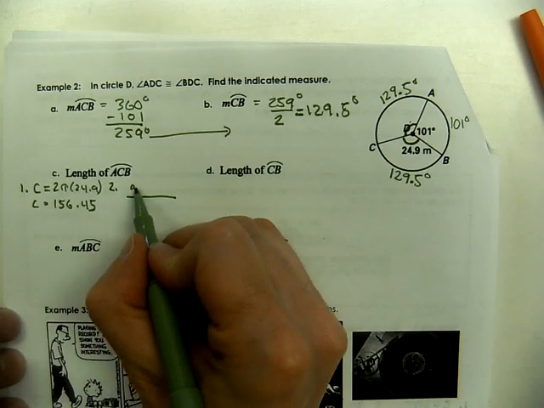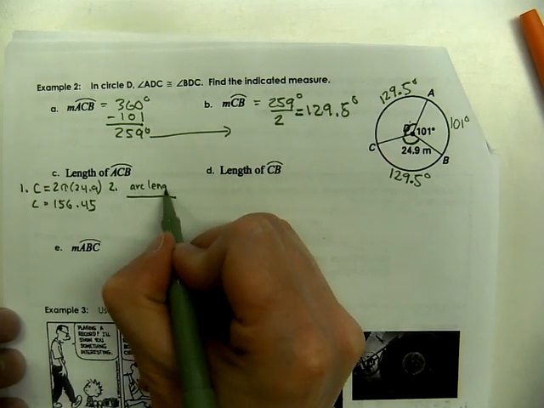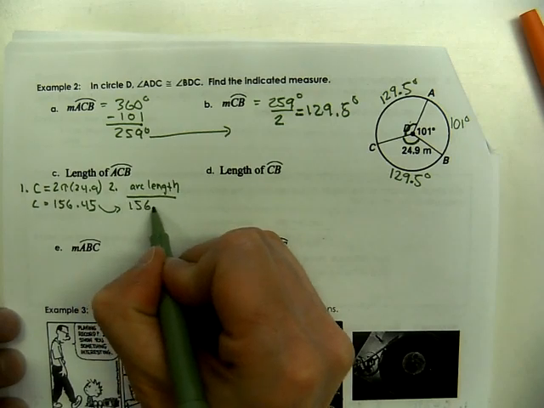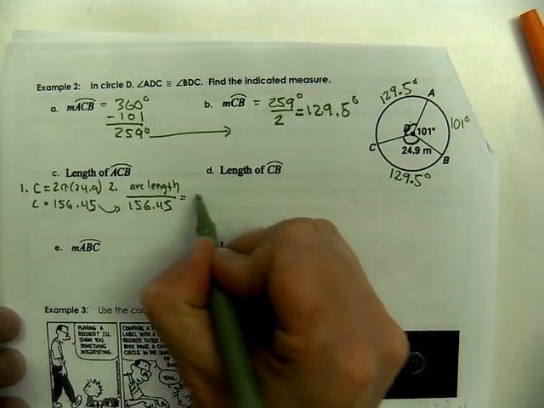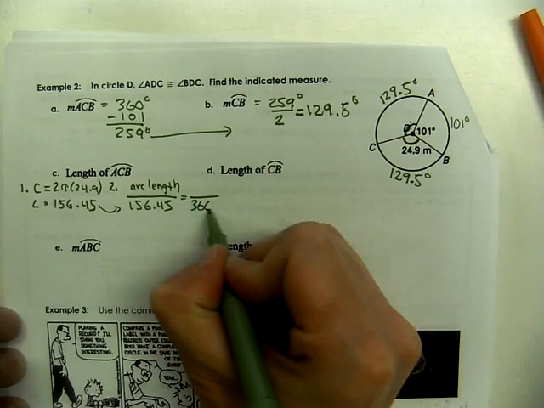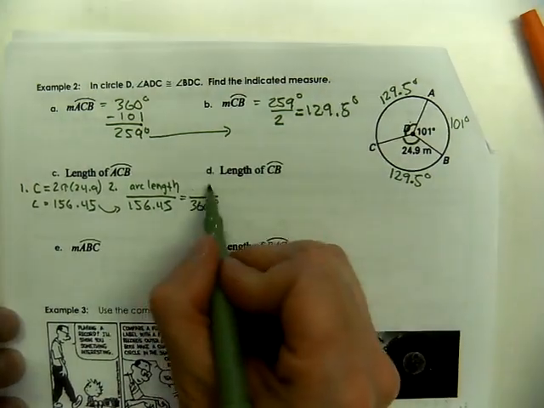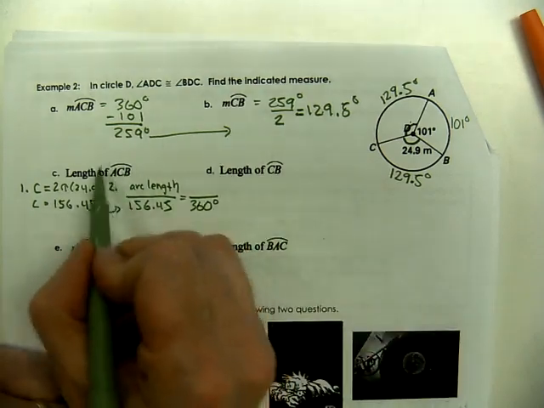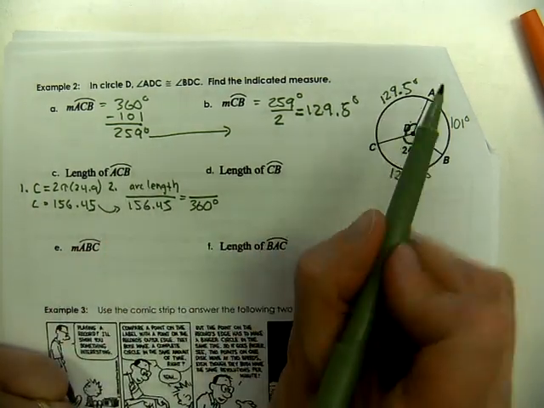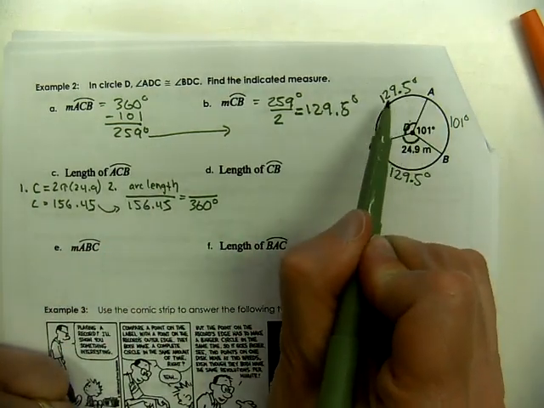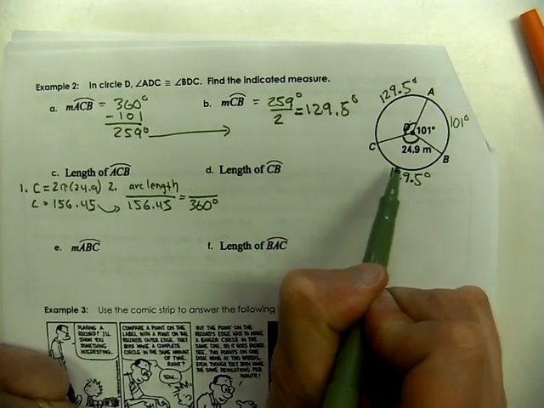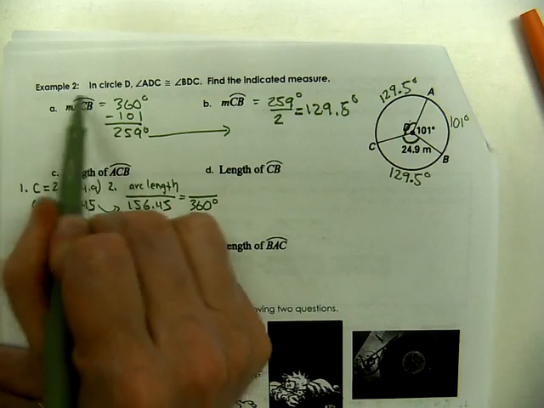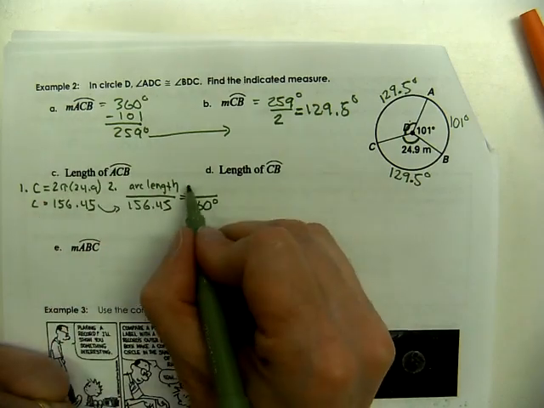Step number 2, we set up the proportion. I want the arc length over the circumference, right? So there's the circumference, 156.45, equals something out of 360 degrees. So what angle measure should I use, or what arc measure should I use? We're looking for arc ACB. So we're starting at A, going the long way around the circle to C, and finishing at B. That's what we found here in part A.